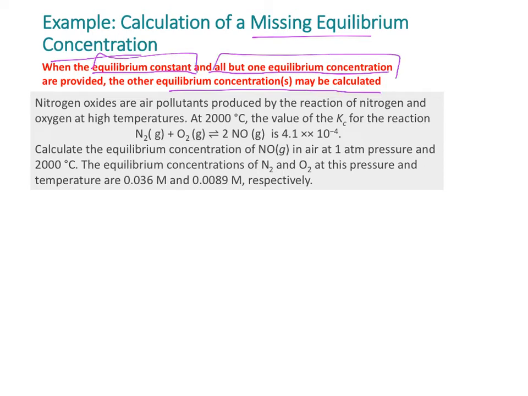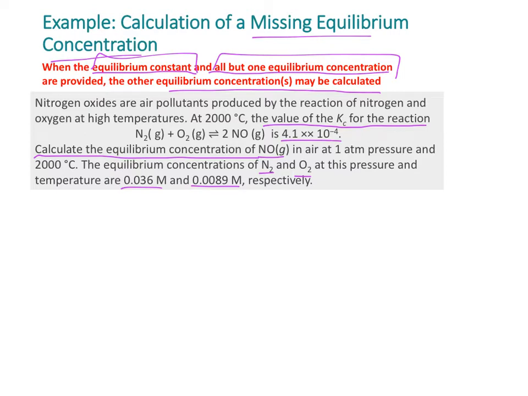from the equilibrium constant. So here we have nitrogen oxides are air pollutants produced by the reaction of nitrogen and oxygen at high temperatures. At 2000 degrees C, the value of K for this reaction is 4 times 10 to the negative fourth. That shouldn't have two x's, it should just be one. And what we have to do here is calculate the equilibrium concentration of NO in the air at 2000 degrees C. The equilibrium concentrations of N2 and O2 are 0.036 molar and 0.0089 molar.